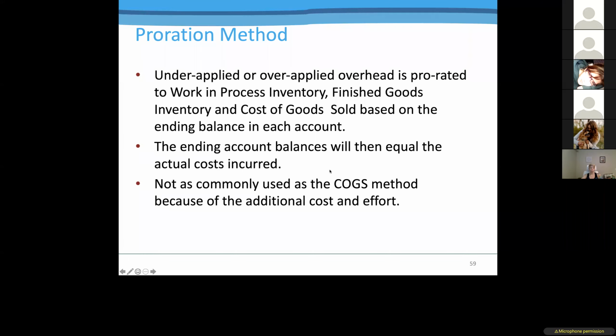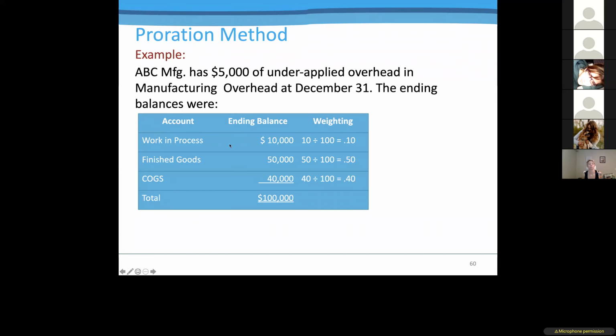This is not very common, because you have to do a lot of calculations and more effort is needed. So I'll give you this example. Let's take a look at this question. ABC Manufacturing has a 5,000 under applied overhead in manufacturing overhead at December 31st.